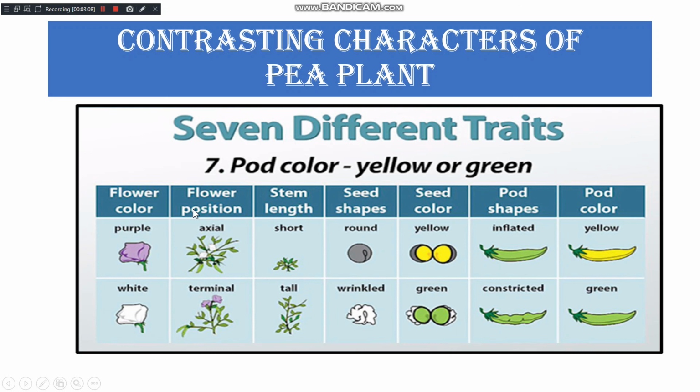Continuing with the same topic, further I will explain the different experiments of Mendel and the laws he has given, the laws of inheritance, in my next classes.